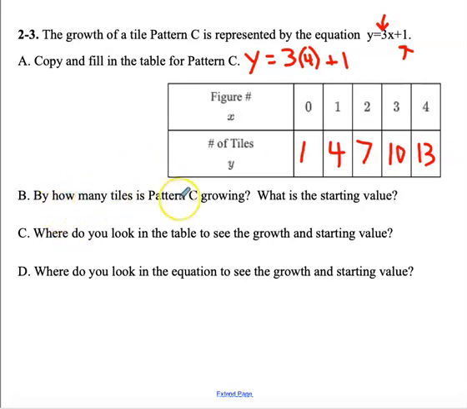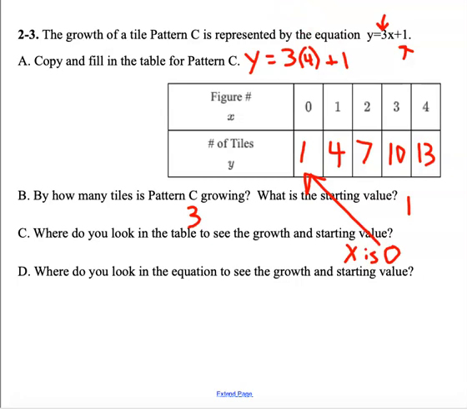So by how many tiles is pattern C growing? If you look at this, we know it's growing by 3. And what's its starting point? That's the y-intercept right here. It's where your 0 is. So the starting point is 1. Where do you look in the table to see the growth and the starting value? The starting value is where x is 0. So I'm going to draw a line out there. It's where x is 0. So x is 0, that's your starting value.